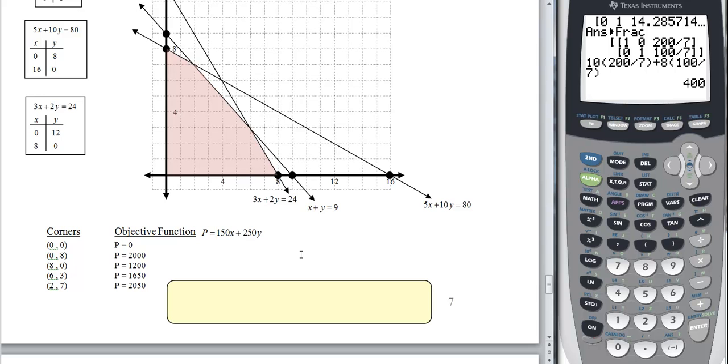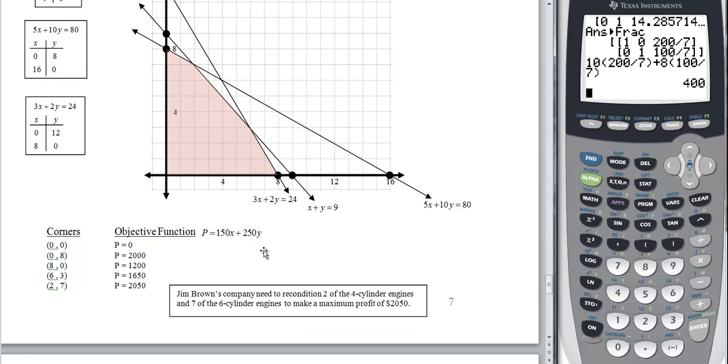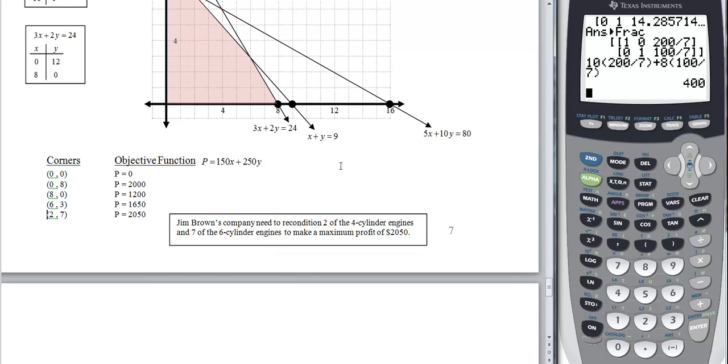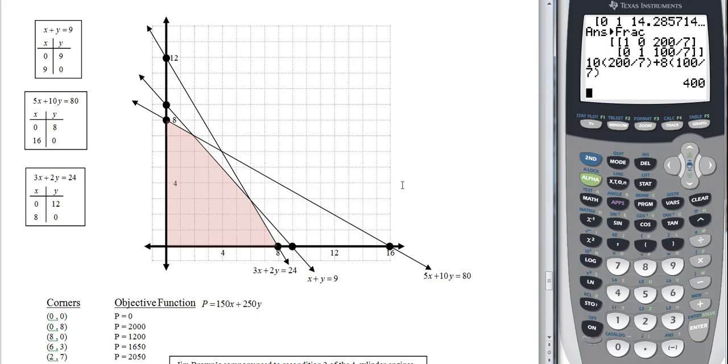Now we're not done. This is a word problem. We have to come full circle. We've got to answer this question. So this is my maximum value here. So Jim Brown's company needs to recondition 2 of the 4-cylinder engines and 7 of the 6-cylinder engines, and that will give them a maximum profit of $2,050 under the conditions they're working in. Okay? So there are some more word problems that you need to do. See if you can set them up and give me the picture. Okay? Thank you.